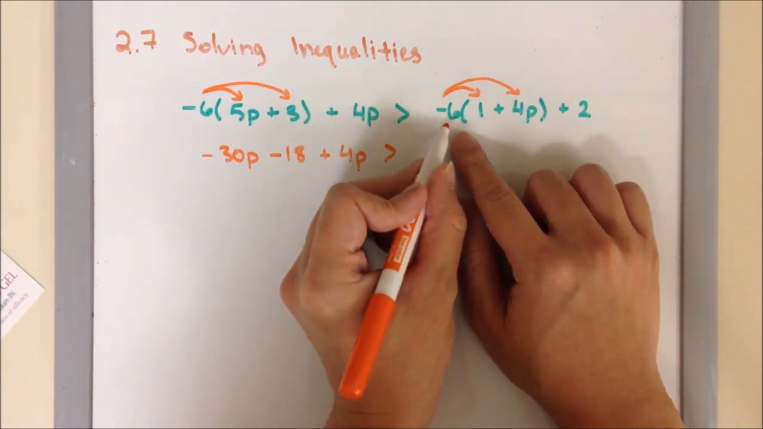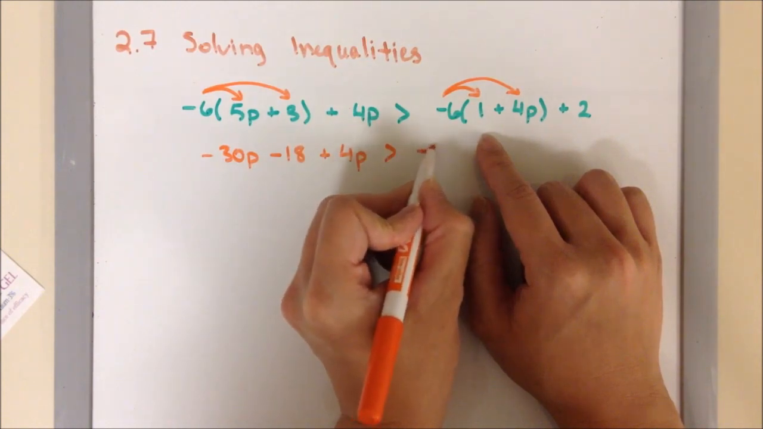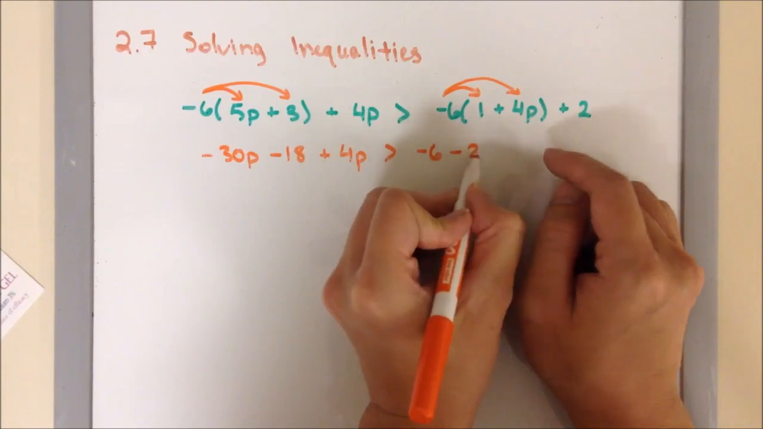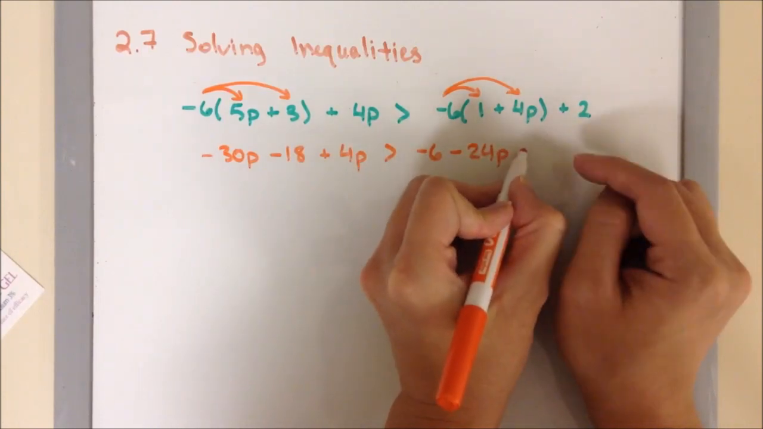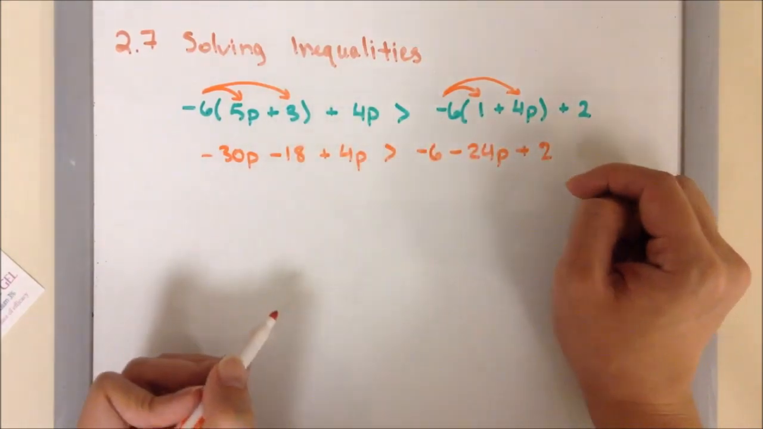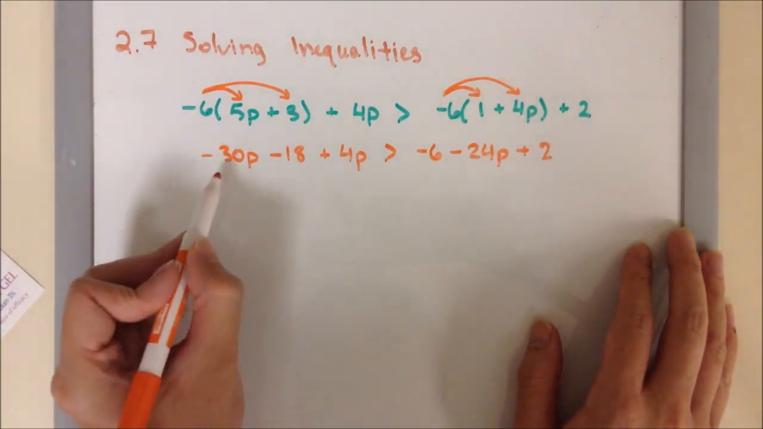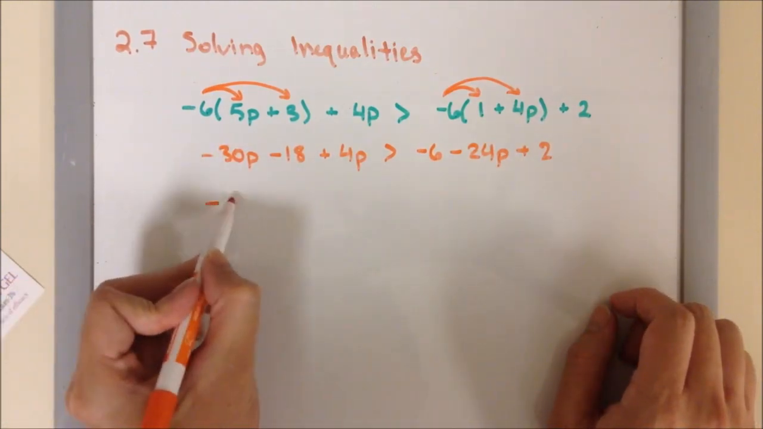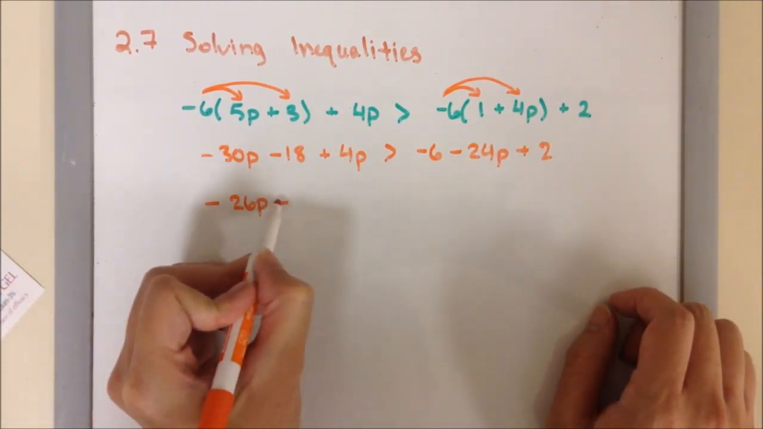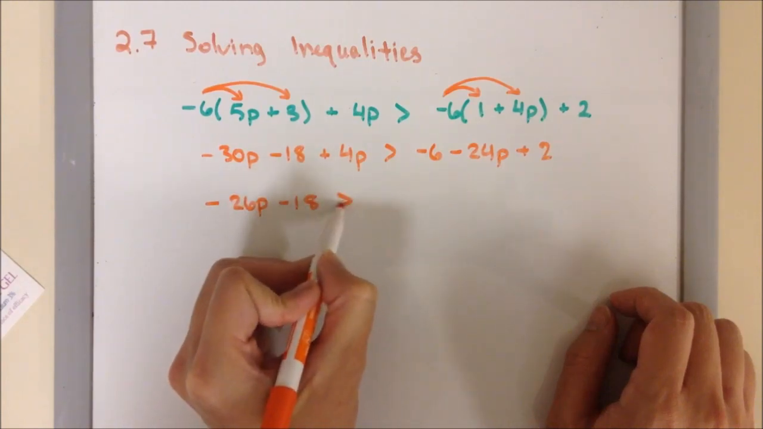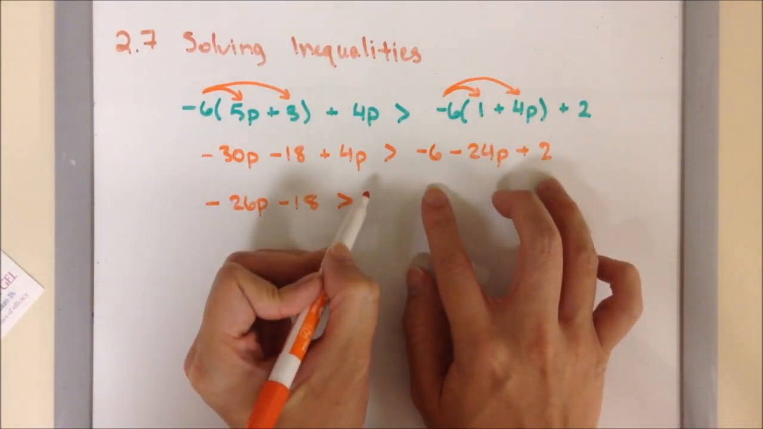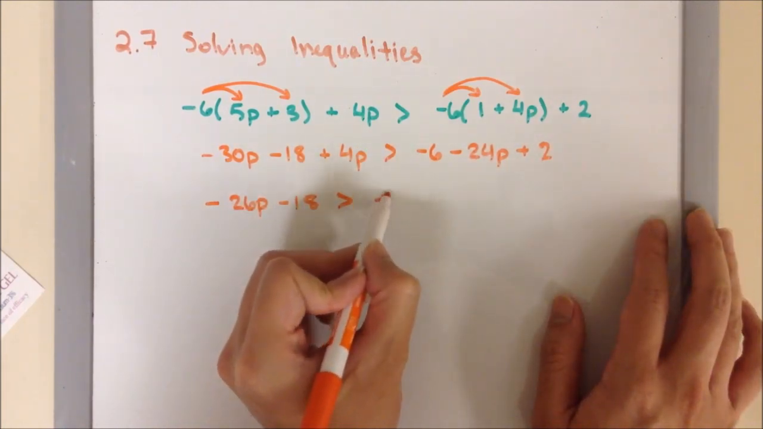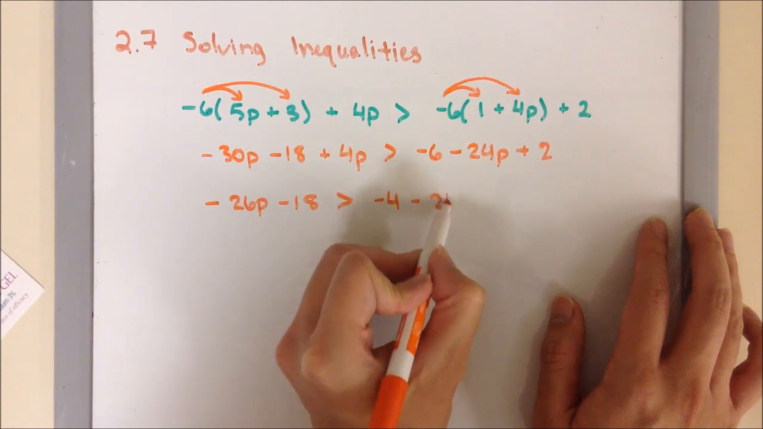And then I'm going to distribute the negative 6 again. This will become negative 6. Negative 6 times 4p would be minus 24p. Bring down the 2. Alright? So next we're going to combine like terms. So negative 30p with this plus 4p, that would be negative 26p minus 18, greater than. I'm going to combine my numbers on the right side. So negative 6 plus 2, that will be negative 4 minus 24p.